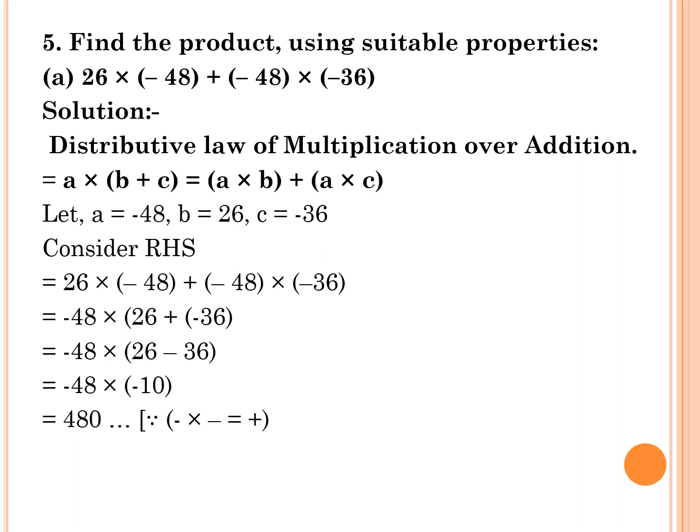Minus 48 multiplied by (26 plus of minus 36), which is equal to minus 48 multiplied by (26 minus 36), which is equal to minus 48 multiplied by minus 10. As you can see here, minus 48 and minus 10 both are negative integers. When we multiply both negative integers, we get a positive integer, that is plus 480.